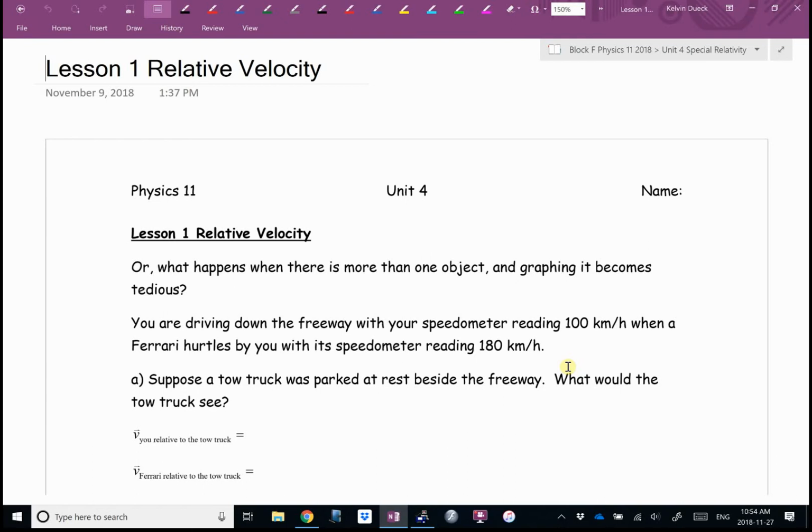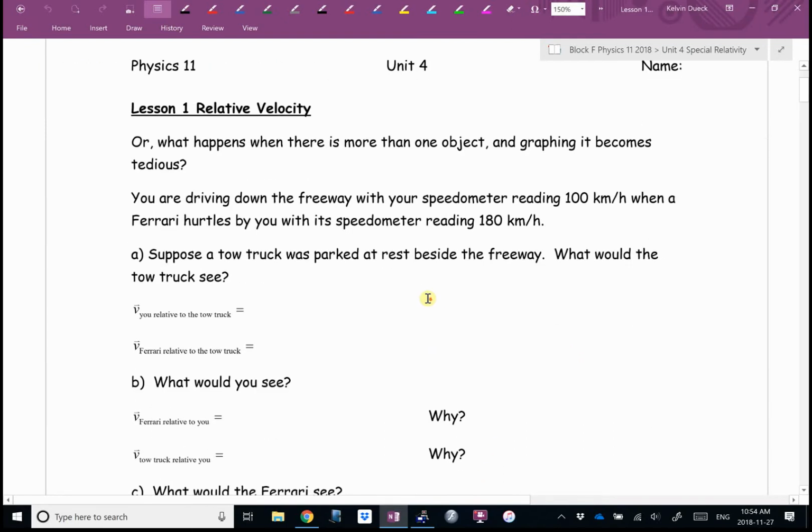And so I wrote down here, lesson 1, relative velocity, or, hey, what happens when there's more than one object? And then I wrote, and graphing it becomes tedious. We used to solve these by graphing, and you would find where they crossed. Some of what you did last year when you solved systems of equations. Graphing, Caleb, is useful, but it's a pain. It's nice and visual, but it's just a pain to do all these graphs all the time, even with software.